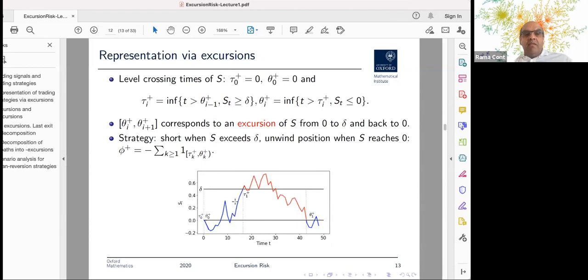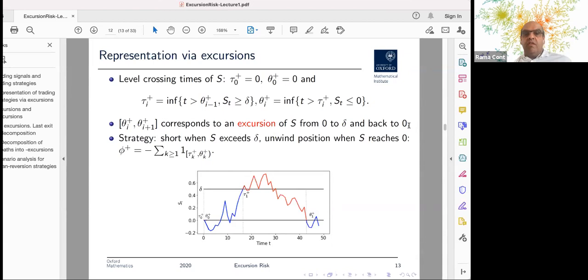And so you can see that this leads to one trade over each interval theta I plus 1. And this interval corresponds to what? It corresponds to S, the signal starting from 0, reaching delta and coming back to 0. So this is what we will call an excursion of S from 0 to delta and back to 0. So you can see that these excursions correspond to exactly the trade cycles of this strategy.